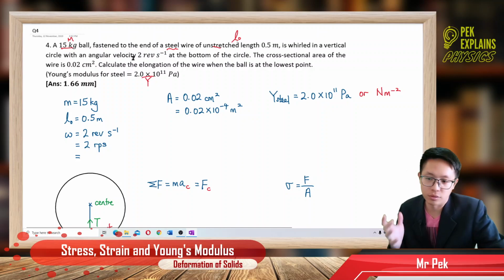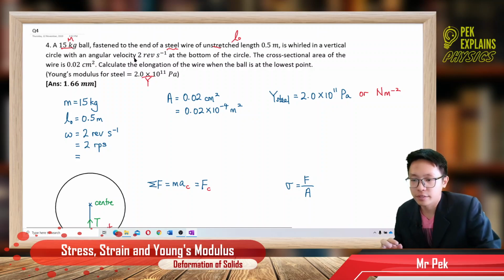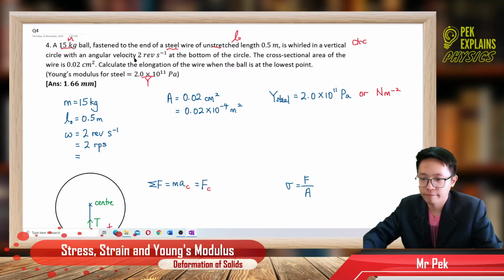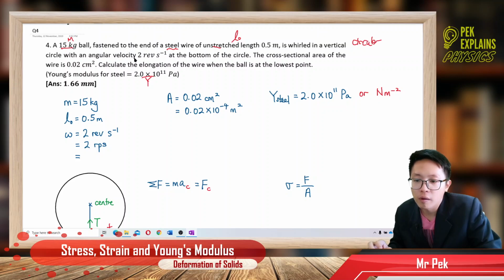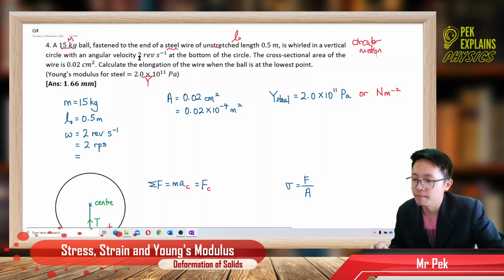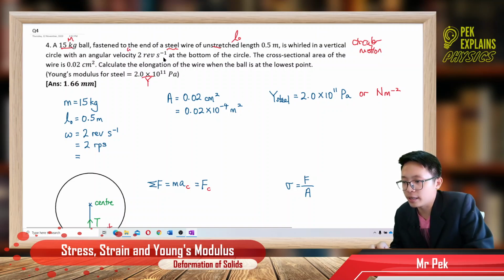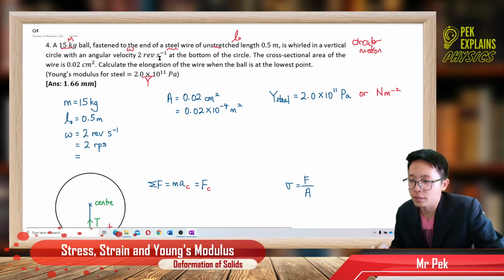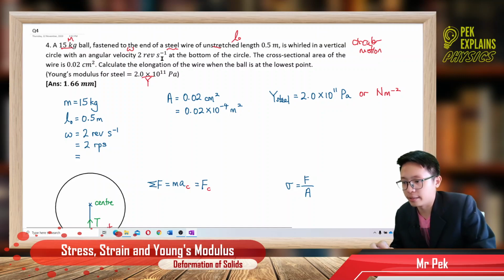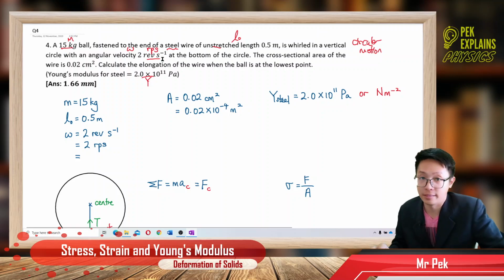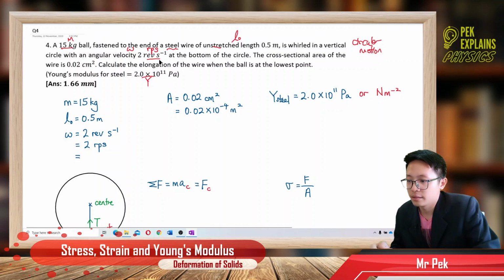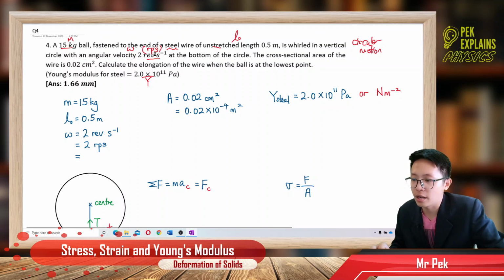We're in a vertical circle, so this is a circular motion. With angular velocity 2 revolutions per second, this is definitely the omega, but revolution per second, RPS, is not the unit for omega. We must change to radian per second later on.